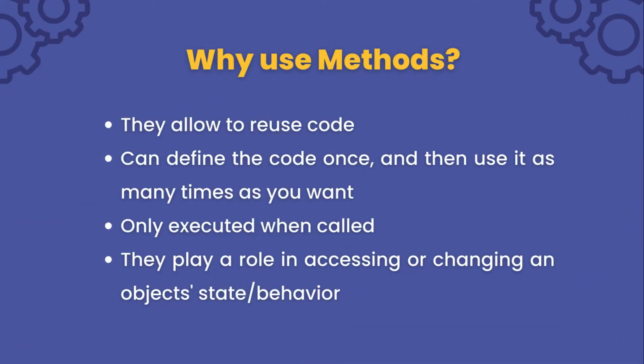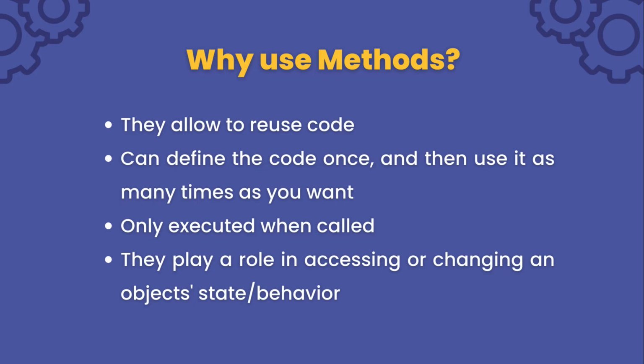So why do programmers use methods? They do it to reuse code. Methods save you from having to write the same kind of code many times. In a method, you can define the code once, and then you can use it as many times as you want. Keep in mind that methods are only executed when they are called. This means that for a method to be executed, somewhere in a program, that method has to be called. You'll see what this looks like later.